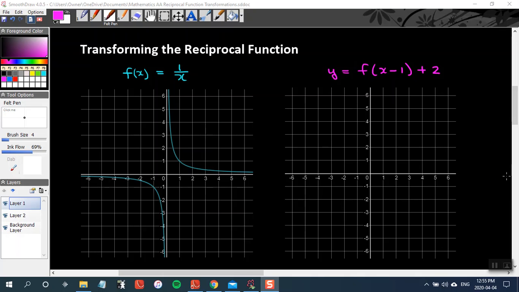Okay, now we're going to look at transforming the basic reciprocal function, f of x equals 1 over x, graphed below. And we have to transform it into y equals f of x minus 1 plus 2. And of course, this is function notation used to summarize some transformations. Hopefully you recognize subtraction and addition, which means our basic reciprocal function has been translated.